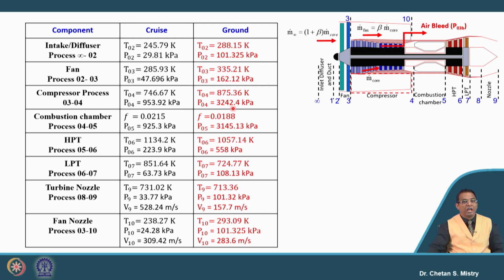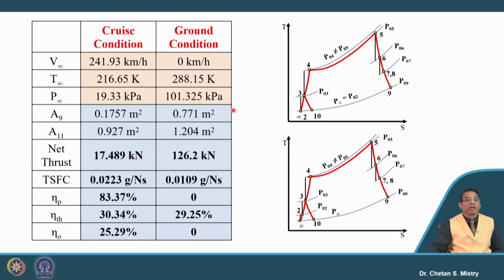Okay. And rather than solving this numerical again for the ground condition, we will focus more on discussing the effect of cycle parameters on the performance of the engine. So, let us start with the comparison part. Here we have this as our comparison. The net thrust for the cruise condition was 17.48 kilonewton. For the ground condition, it is coming 126.2.